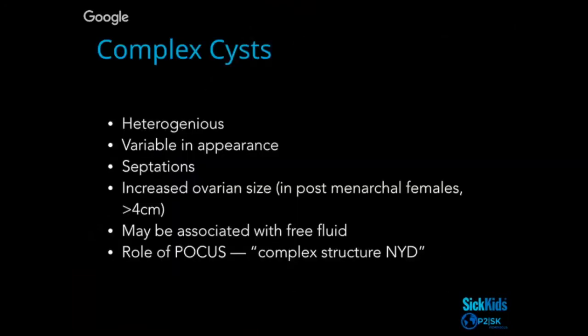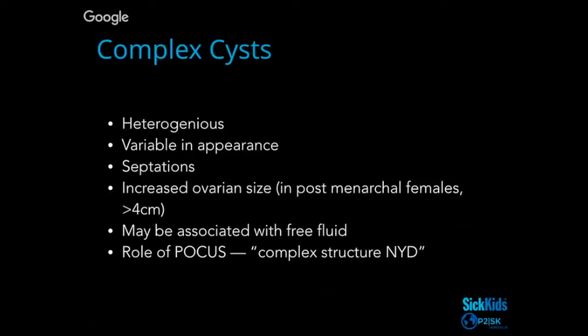So those two pictures were evidence of complicated cysts. They're heterogeneous, variable in appearance, and often have septations. They are increased in ovarian size, so what we say is greater than 4 centimeters in a postmenarchal female. They might be associated with free fluid, and really our role in point-of-care ultrasound is to say that there's a complex structure present there.